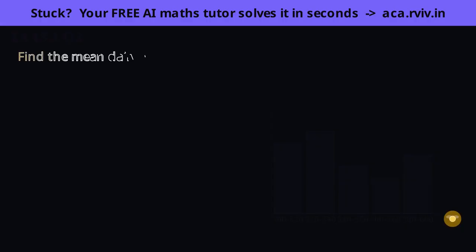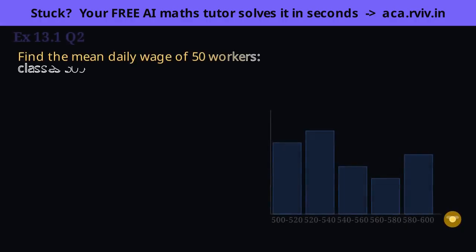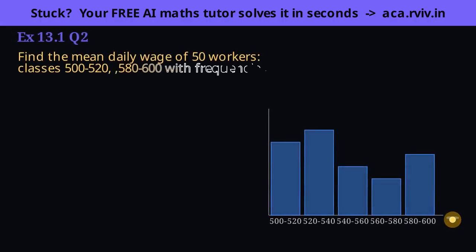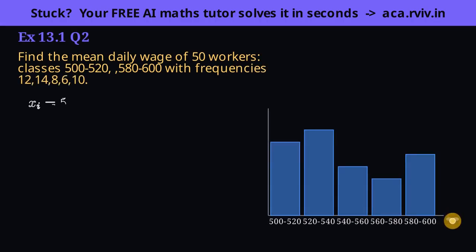Big wage values around 500, assumed mean or step deviation lightens the load dramatically. Now the class marks are around 500. Multiplying those by frequencies directly is asking for arithmetic slips. This is exactly when step deviation earns its keep, and the equal width of 20 makes it clean. Start with the class marks 510, 530, up to 590.